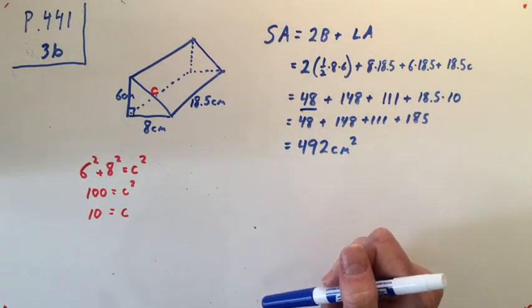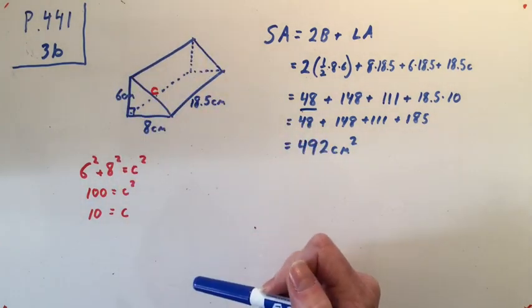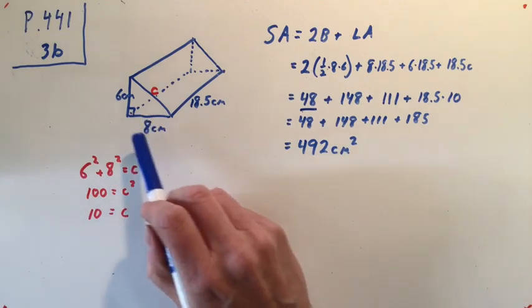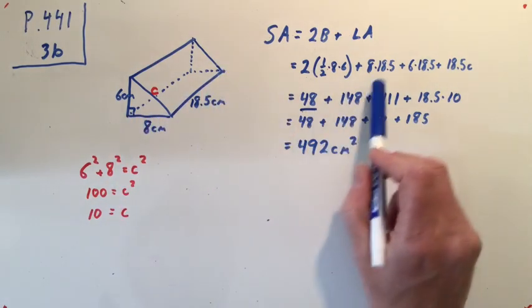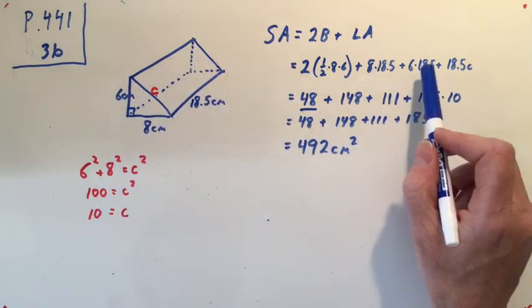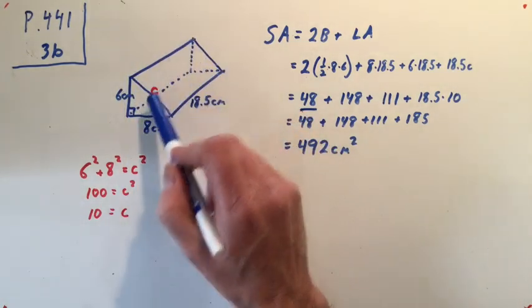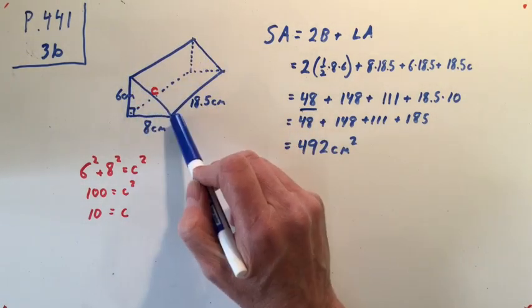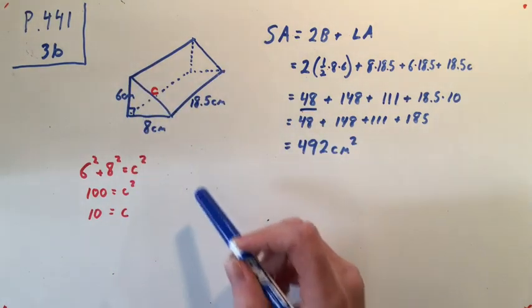The lateral area is composed of these three rectangles, and the rectangles are easy for two of them, because we just have this bottom rectangle here, which is 8 by 18.5, that's that, and 6 by 18.5, that's the one on the side. But this big one right here, we don't actually have, we have the 18.5, but we don't have this measurement. Well, that's where the Pythagorean theorem comes in.